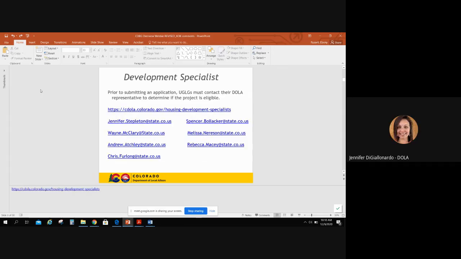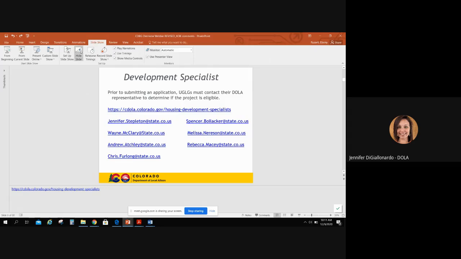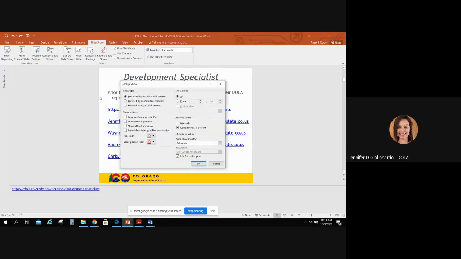Ebony, I'm going to interrupt you again. Sorry. I am getting feedback that it's hard to see the PowerPoint. If you could go to the slideshow tab and click set up slideshow, and then show type, let's see. So it's slideshow. Select browsed by an individual.